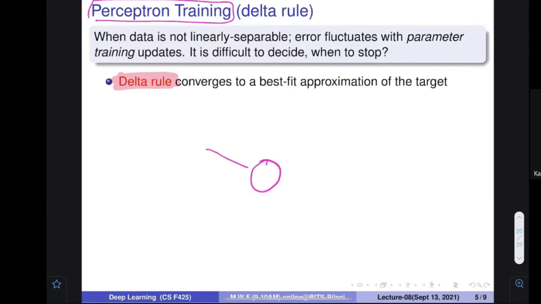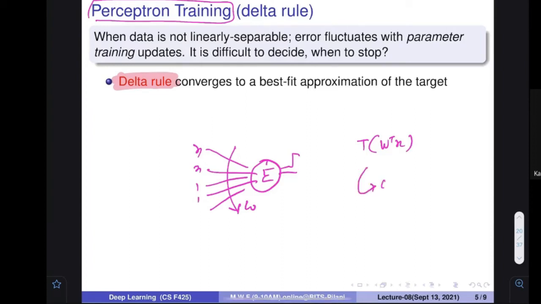What is the perceptron? You are given some x, there are some weights, and then it finds the summation and then applies a thresholding. So you are going to apply a thresholding on W transpose X. Am I right? So by this you are going to get what value? 0 or 1.